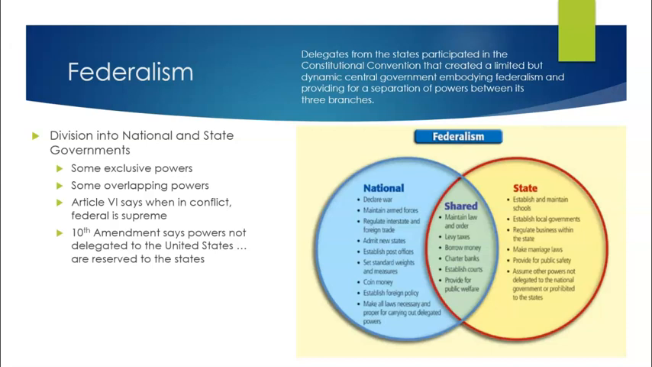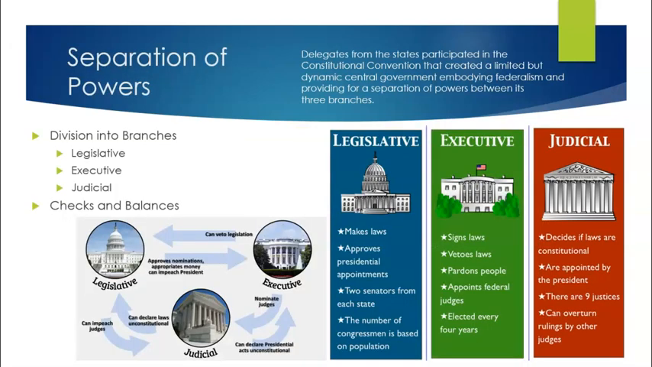Of course, there's still that elastic clause in Article 1, Section 8, Clause 18, which says that the Congress shall have power to make all laws which shall be necessary and proper for carrying into execution the foregoing powers and all other powers vested by this Constitution in the government of the United States or in any department or officer thereof. And this gives the national government quite a lot of flexibility in terms of what they can do. At least the Supreme Court has interpreted it that way over the years.